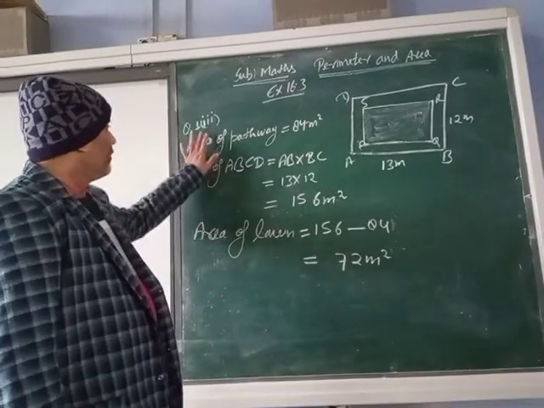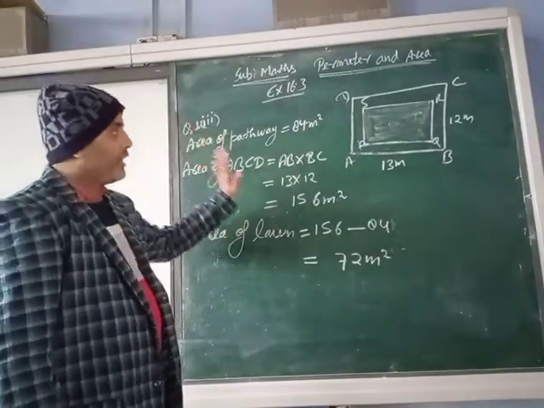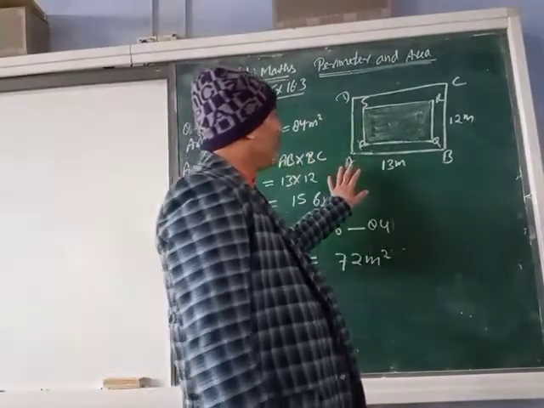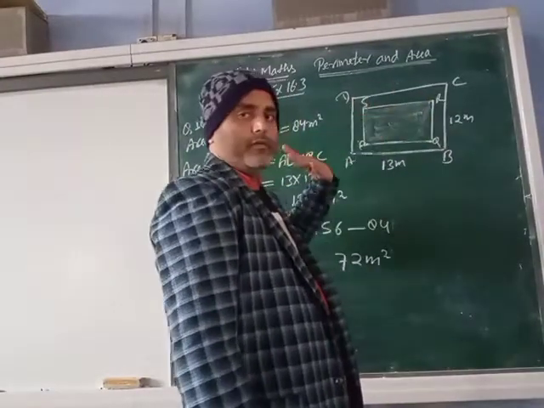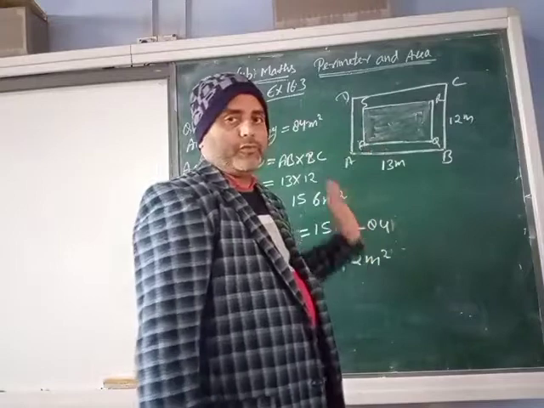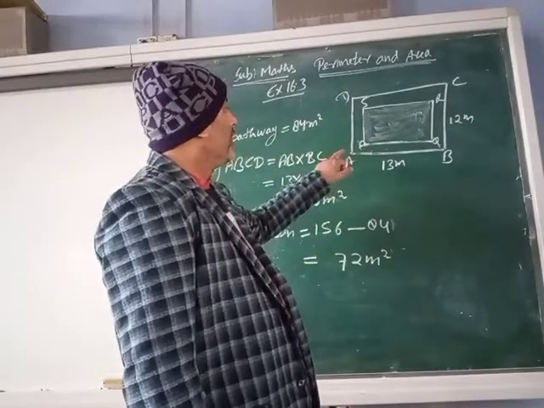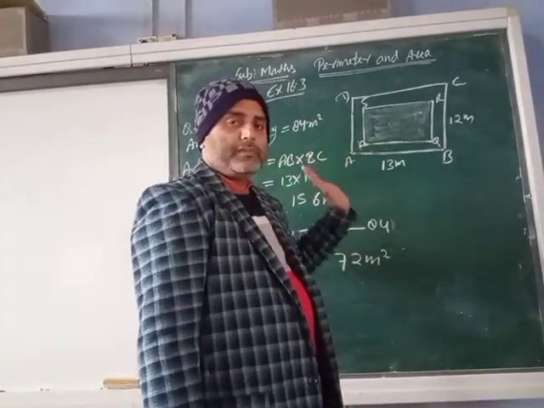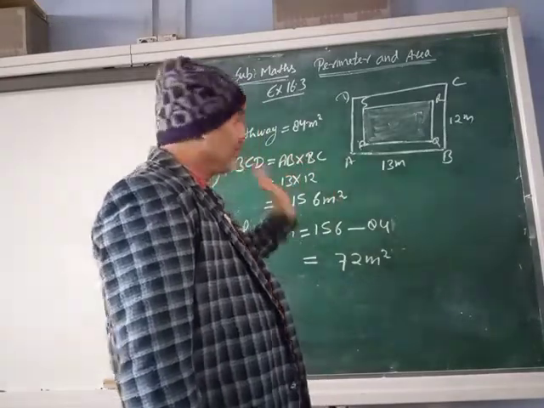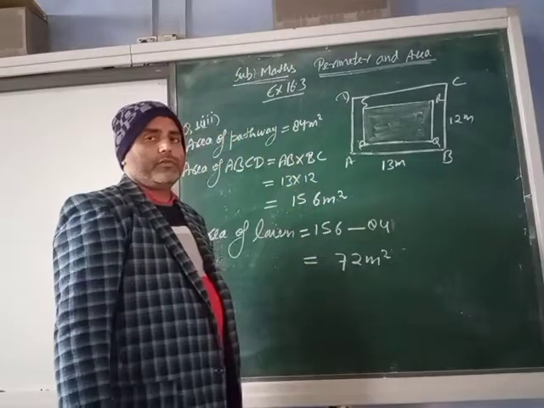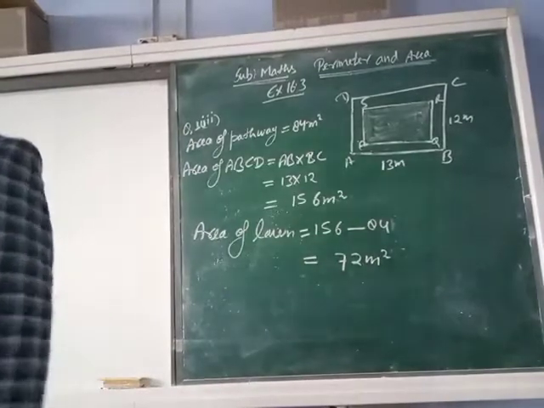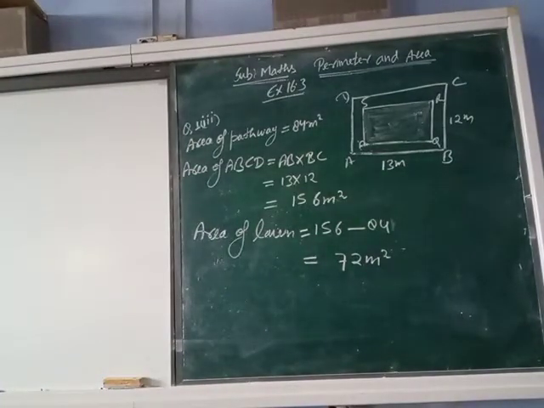First, we have to find the area of rectangle A, B, C, D. The area of pathway is given as 84 meter square. Then after finding the area of rectangle ABCD, subtract the area of the pathway. Then you will find the area of the given lawn. So that is your answer. Now solve.